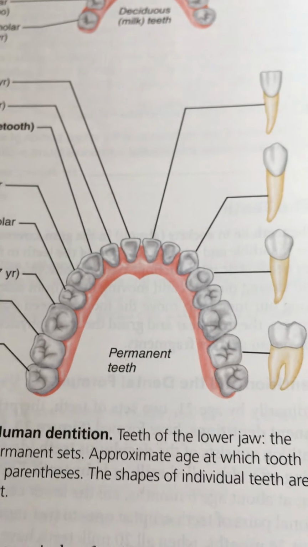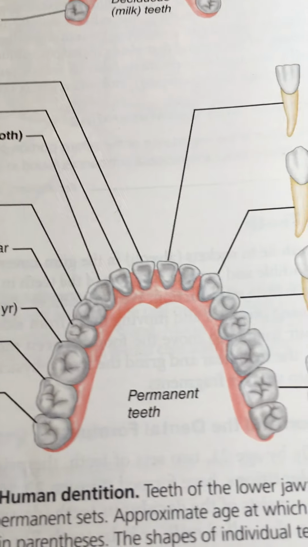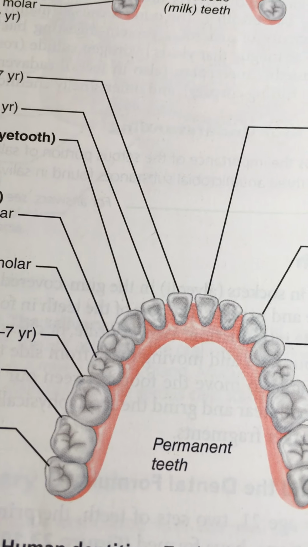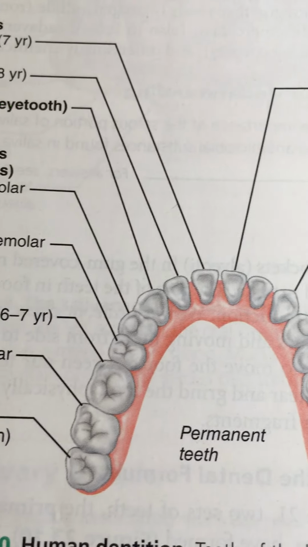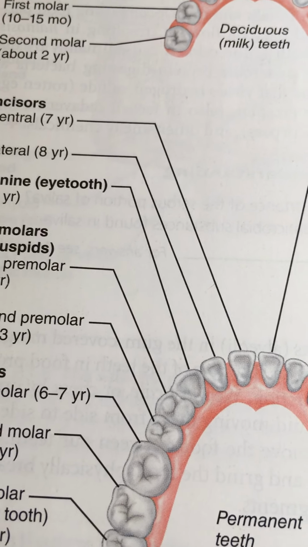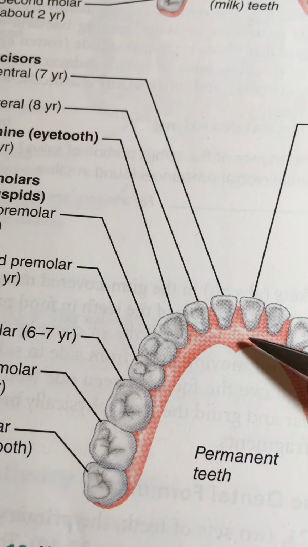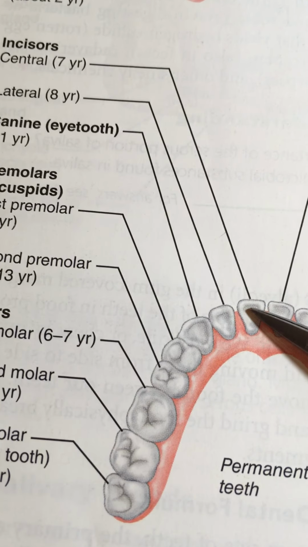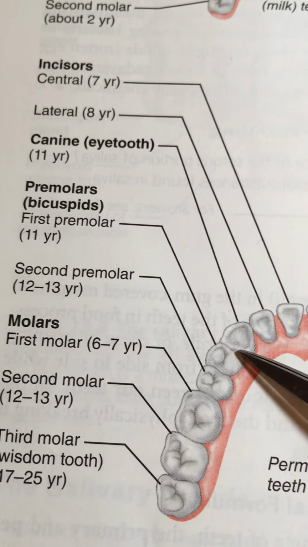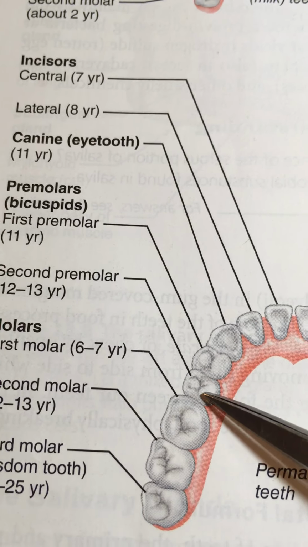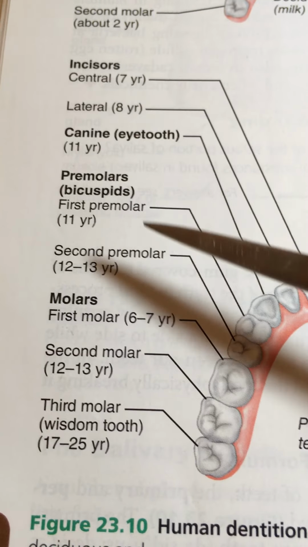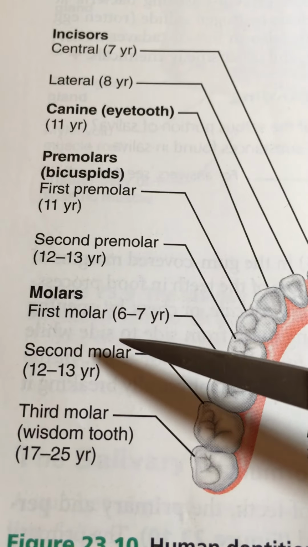I do want you to know the adult format here. There are 32 positions divided by 4 quadrants. So 4 into 32 is 8 teeth. So we have to consider here the 8 teeth of each quadrant. We're going to have 2 incisors, a medial and a lateral, a canine, 2 premolars, and then 3 molars. Each of these comes at a particular time in development.